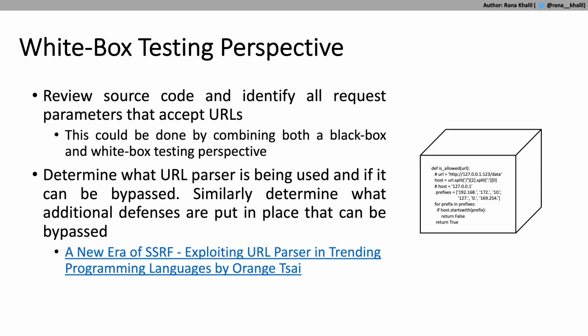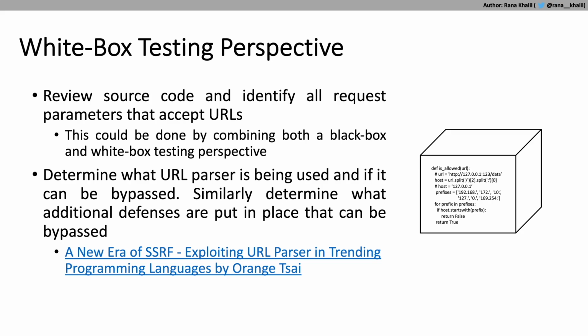So a URL that might be invalid for a certain Python URL parser might be valid for another Python URL parser or another Java URL parser. And so depending on the URL parser that is being used in the code, you might be able to bypass it in order to send in your malicious payload. And we'll talk more about that in the next section when we discuss exploitation of SSRF vulnerabilities.